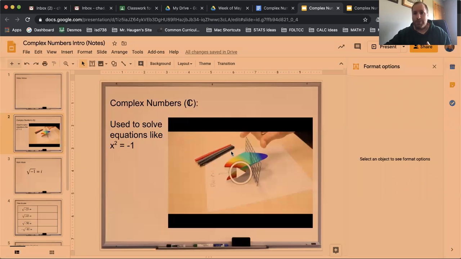So that's what we're going to be doing this week, reviewing those complex numbers, which you probably did some in algebra and stuff before, but we just want to make sure we have those down. So that's what we're going to spend this week doing.